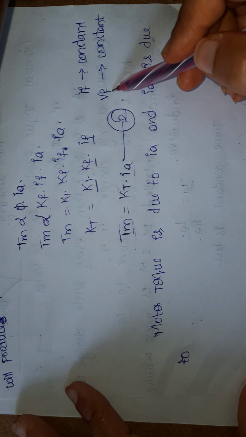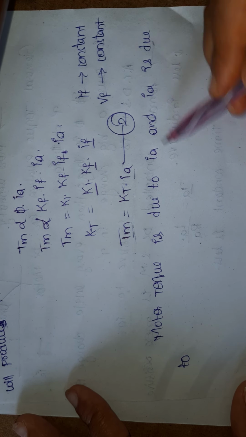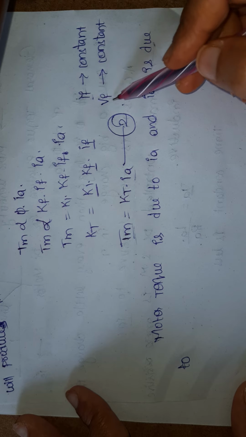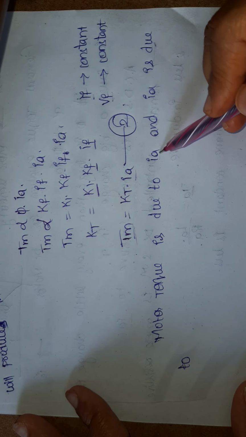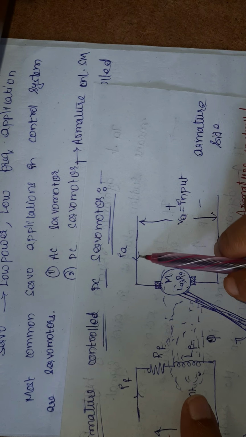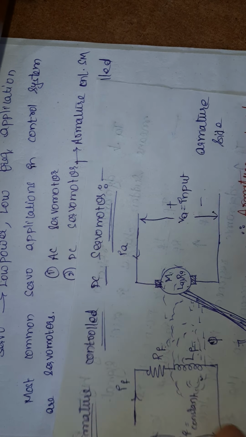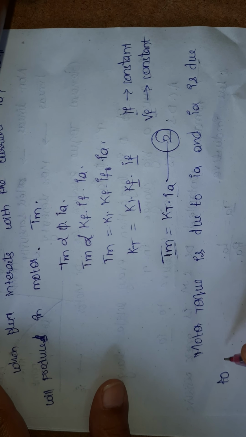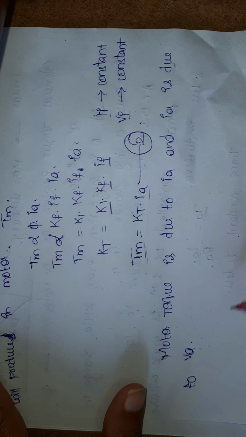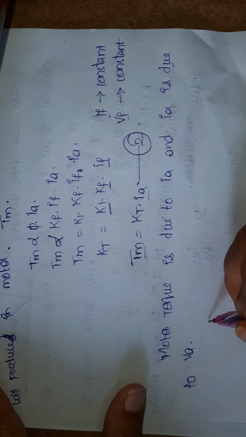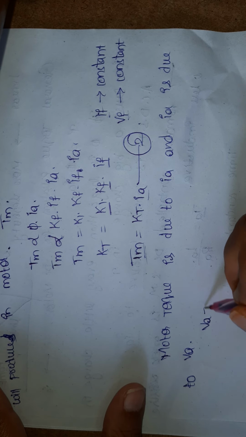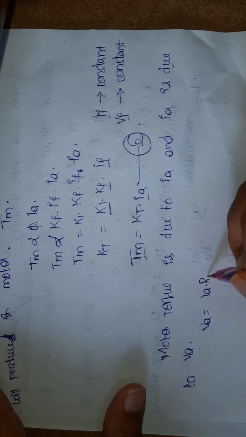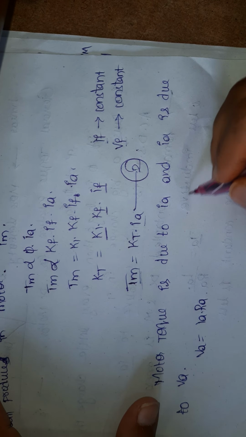I already told you, if IF is flowing, it means Vf is applied. Similarly, Ia is flowing due to Va. That is from this: Ia is only due to the input voltage Va. So here Ia is due to Va, and here I will write Va is equal to Ia Ra. So I will draw the diagram here.